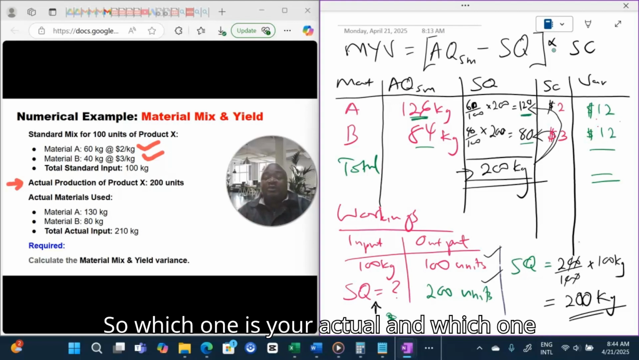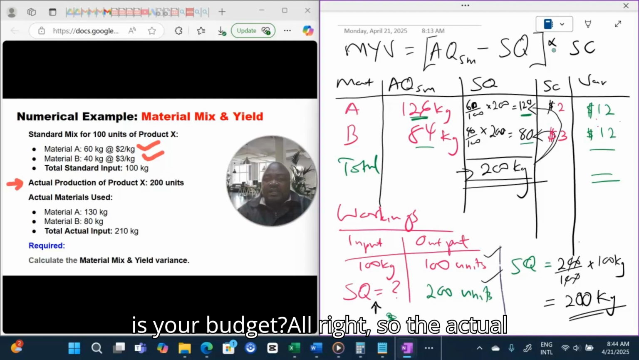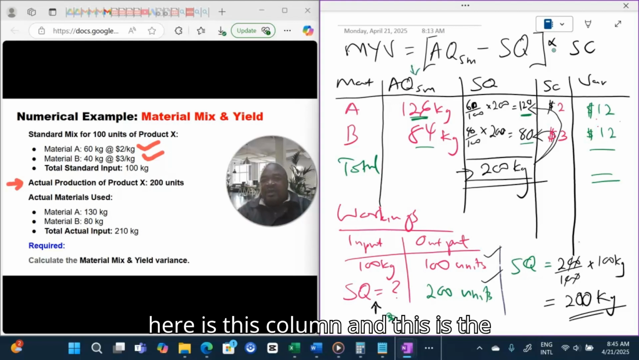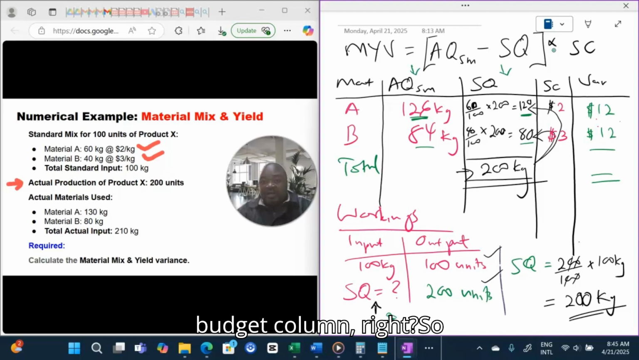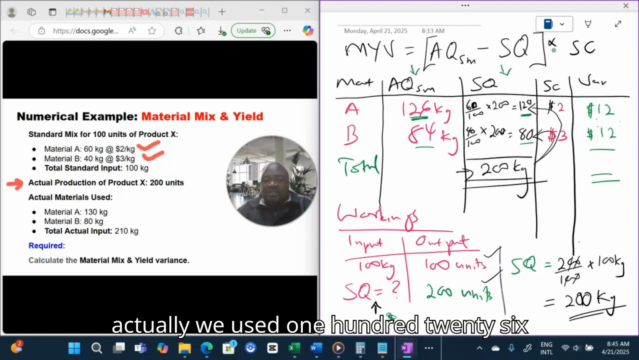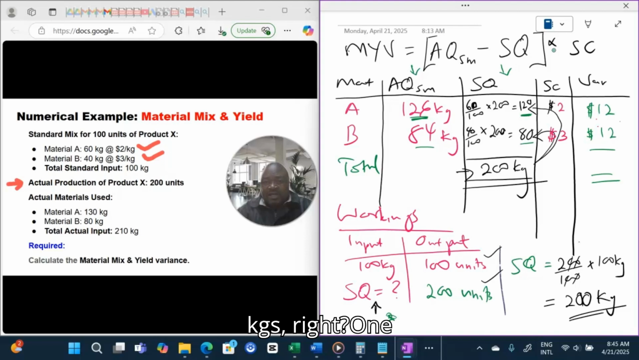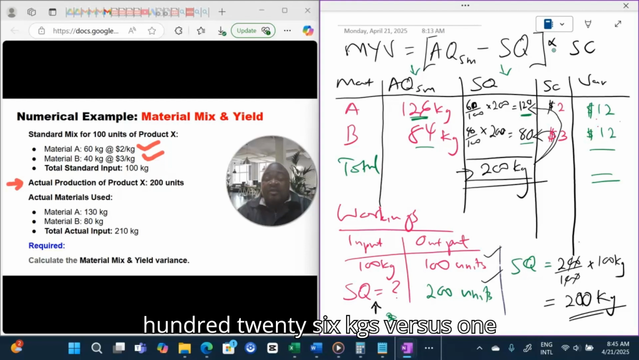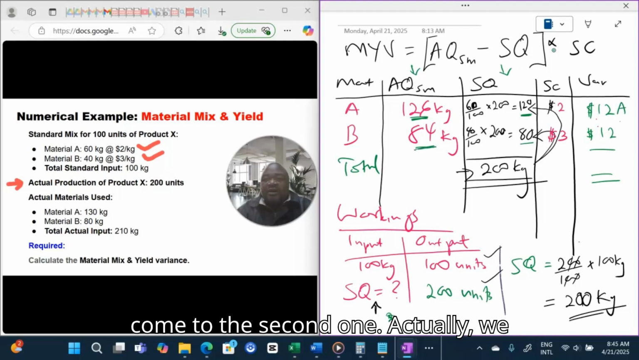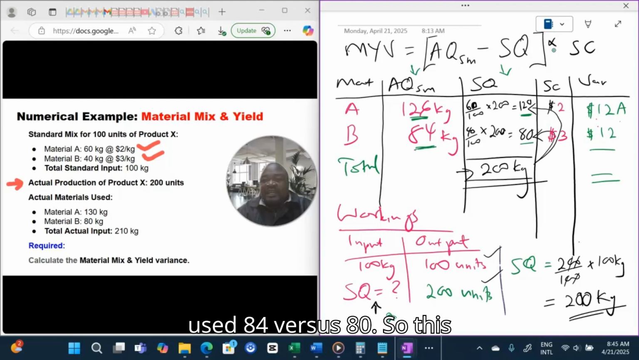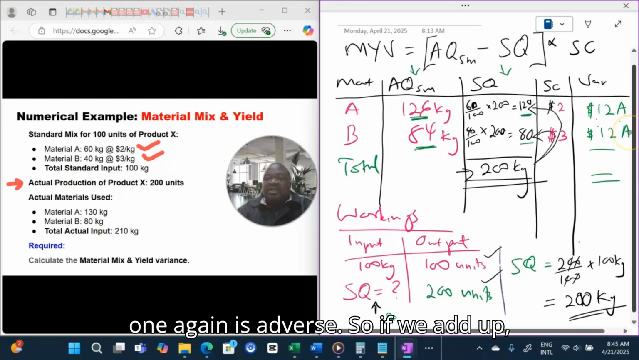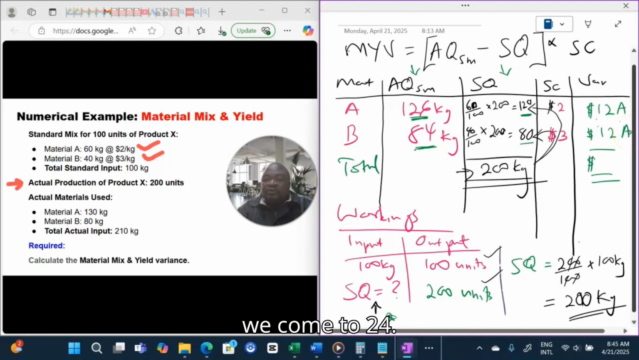So which one is your actual and which one is your budget? All right, so the actual here is this column and this is the budget column, right? So actually we used 126 kgs versus 120. Was this adverse or favorable? This was adverse. Then we come to the second one. Actually, we used 84 versus 80. So this one again is adverse. So if we add up, we come to 24 adverse.